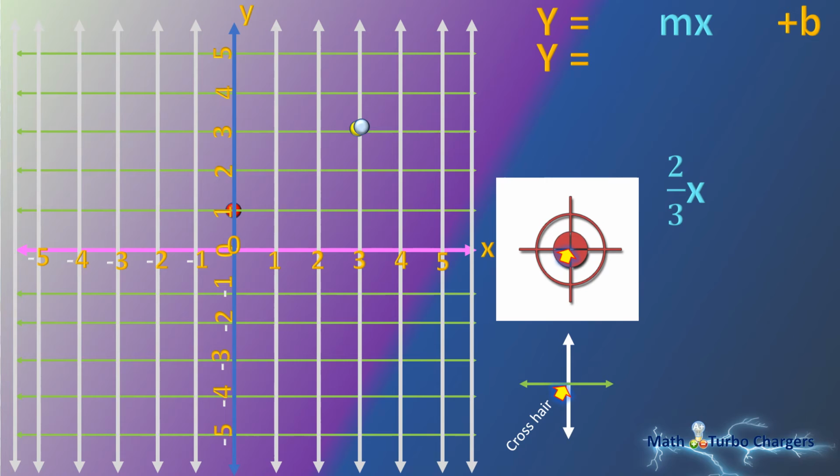So let me do it one more time. Up 1, 2, to the right 1, 2, 3. And there's my line. Okay, here's that advanced part. I'm going to extend my line, and I'm going to do the opposite of positive 2/3. So what's the opposite of positive 2? It's negative 2. So instead of going up 2, I'm going to go down 2, okay?